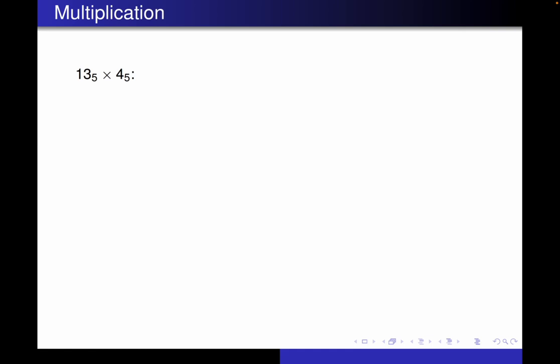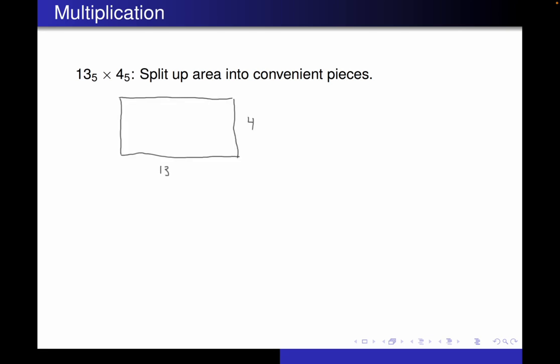All right, so keep that in mind as we do our multiplication. Now, if I want to multiply 13 base 5 times 4 base 5, that's not a huge number. We could probably do that just by repeated addition. But if we do it with the area, it turns out it makes it a lot easier. So I'm going to make it a 13 by 4 rectangle and figure out the area by splitting it up into convenient pieces. And we'll see what that means in a little bit. So here's 13 by 4.